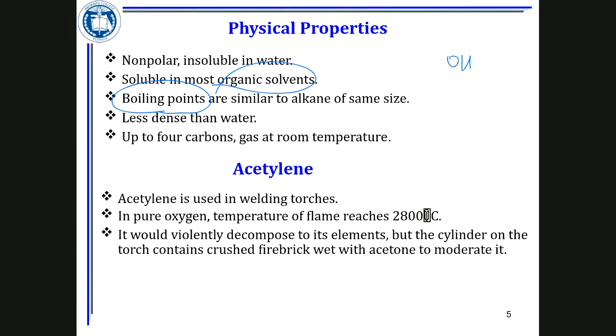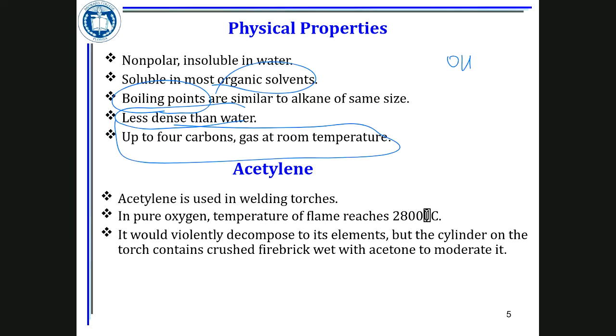They are less dense than water, and up to 4 carbons they are gases at room temperature. As you increase the carbon chain, because the molecule gets heavier, van der Waals forces, or London dispersion, are going to increase, and with that increase it can change to liquid, and for a greater carbon chain size, it can change to solid. So it depends on the molar mass of the compound.